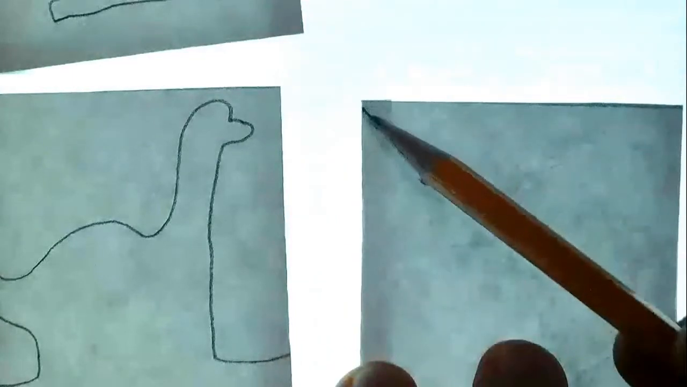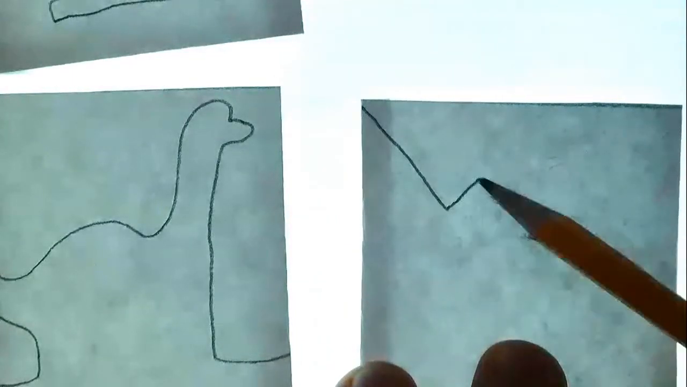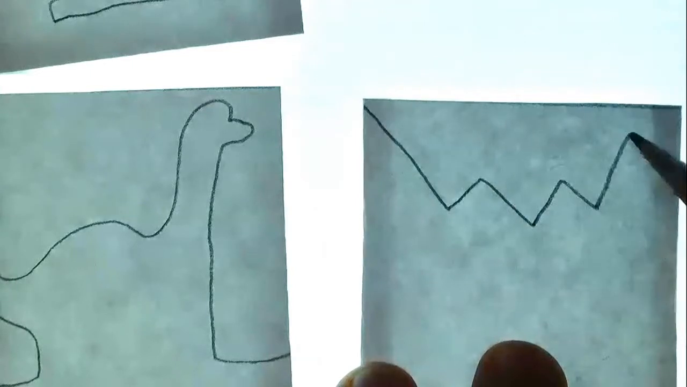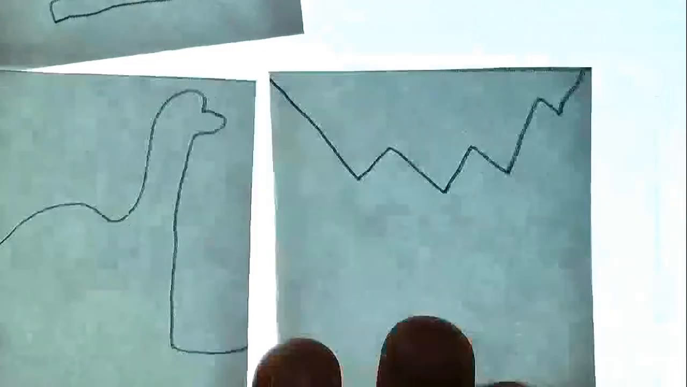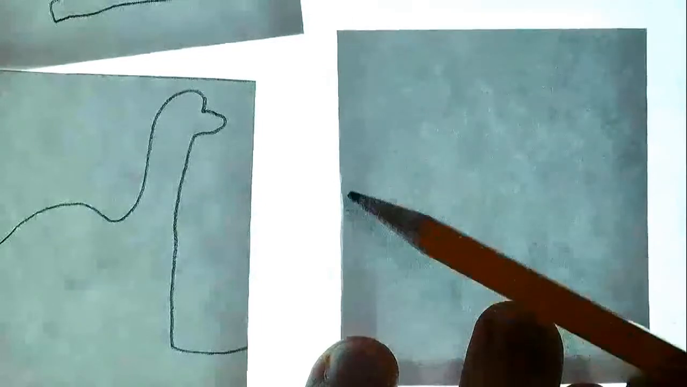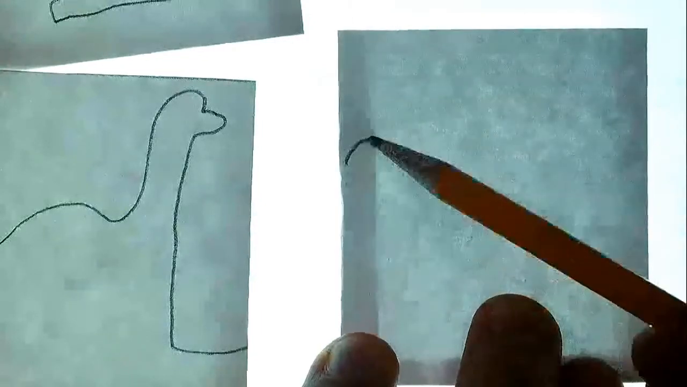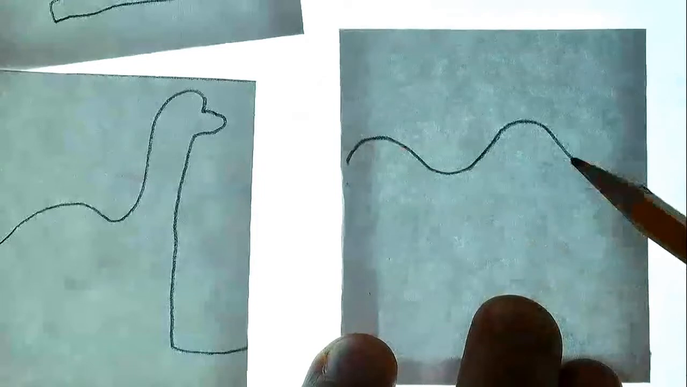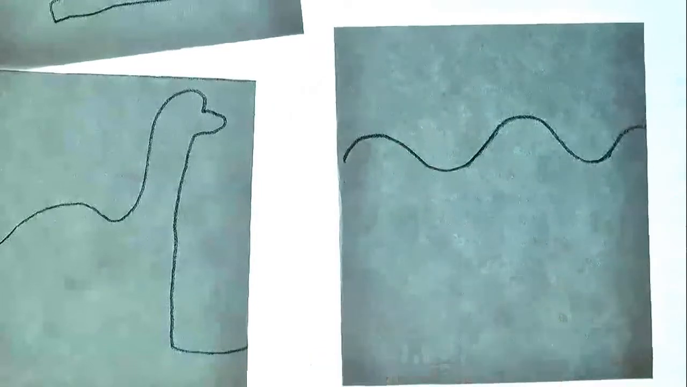I am going to draw mountains for the way, way in the back. So way in the back, I want to draw mountains like this. And then for my extra piece, remember maybe you can draw a dinosaur if you want. But what I'm going to do is I'm going to draw tall hills like this. Okay.